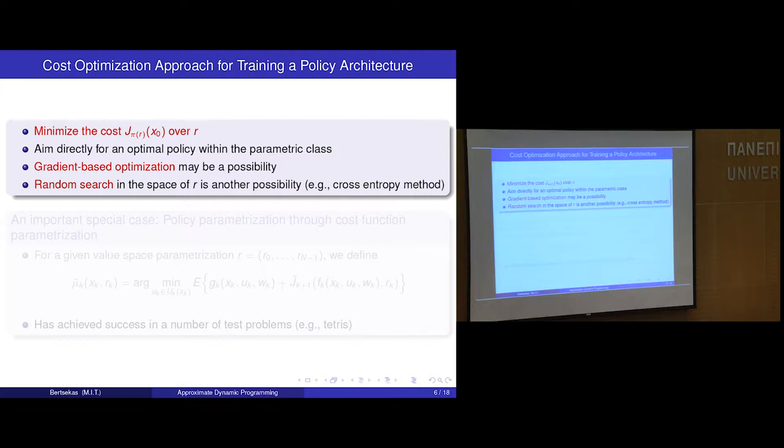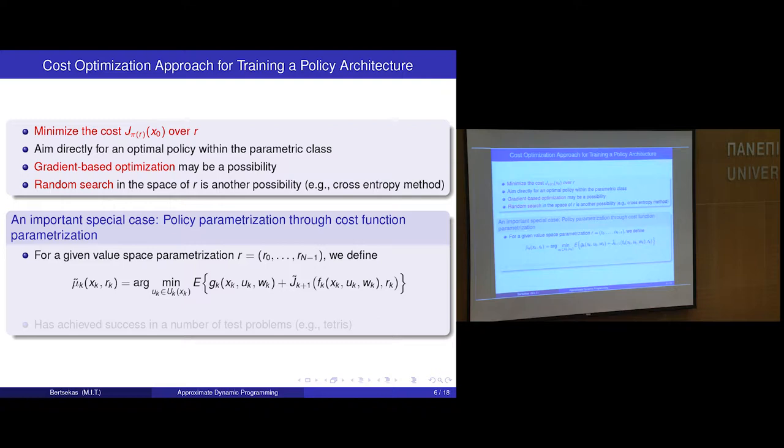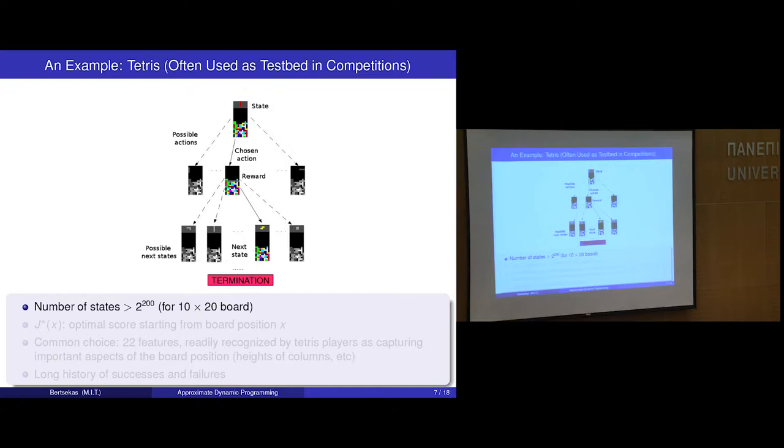Okay, now here's another important special case. Suppose that, how do you parameterize a policy? Sometimes the parameterization suggests itself because of the character of the problem. In other cases, you can obtain a policy parameterization through cost parameterization. Once you have a cost function parameterization, this induces a policy parameterization, and you can try to optimize directly the r_k viewed as parameters of the policy. And let me give you an example, the game of Tetris, with which I had some involvement in the past.